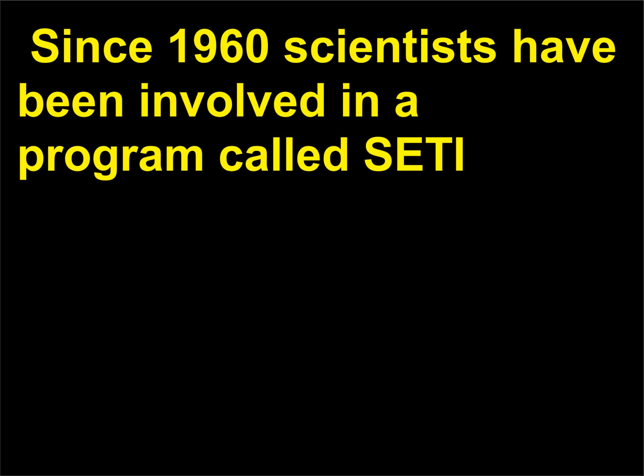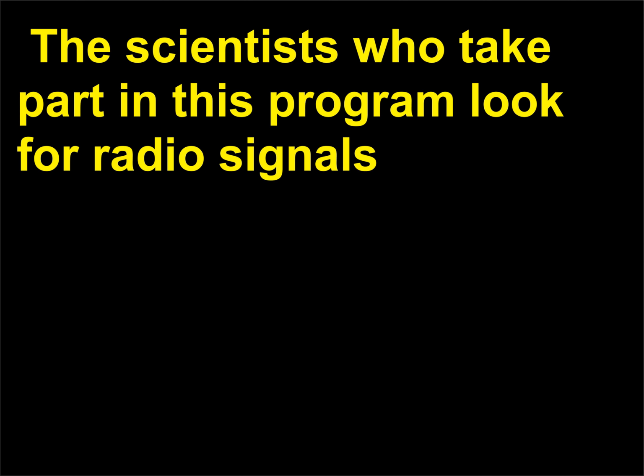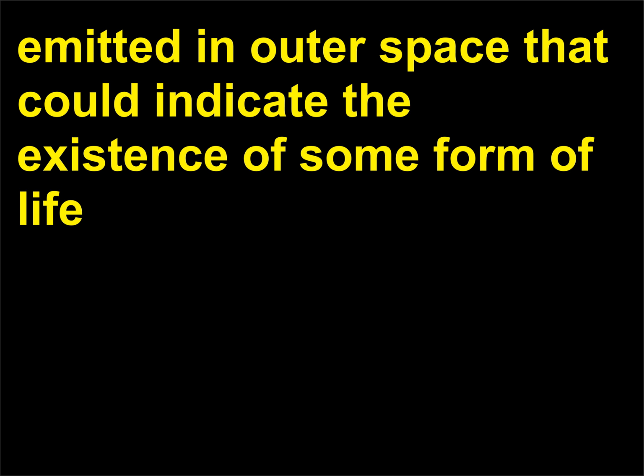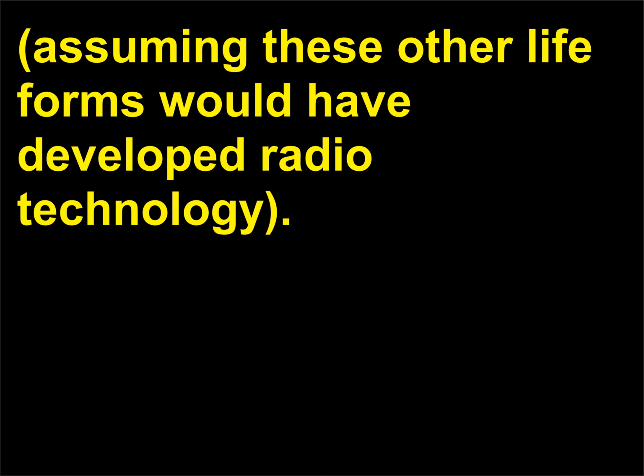Since 1960, scientists have been involved in a program called SETI, the search for extraterrestrial intelligence. The scientists who take part in this program look for radio signals emitted in outer space that could indicate the existence of some form of life, assuming these other life forms would have developed radio technology.